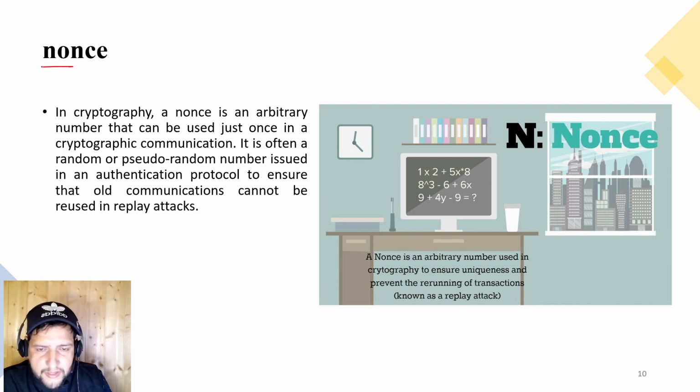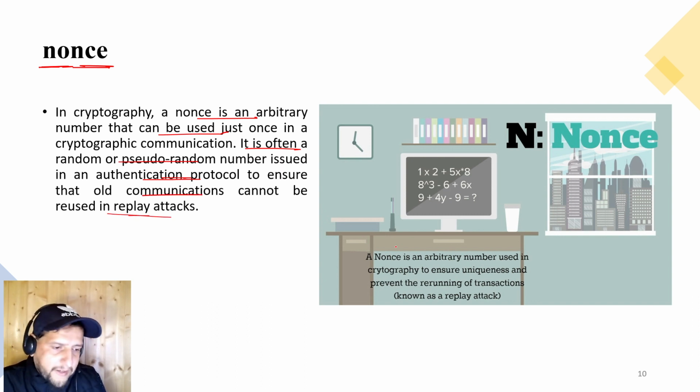Nonce is a number which is used only once. So in cryptography, a nonce is an arbitrary number that can be used just once in a cryptographic communication. It is often a random or pseudo-random number issued in an authentication protocol to ensure that old communications cannot be reused in a replay attack. So a nonce is an arbitrary number used in cryptography to ensure uniqueness and prevent the rerunning of a transaction. You just prevent a replay attack.